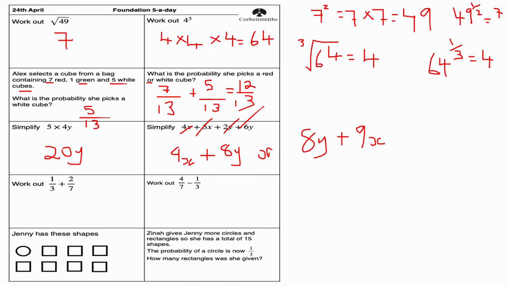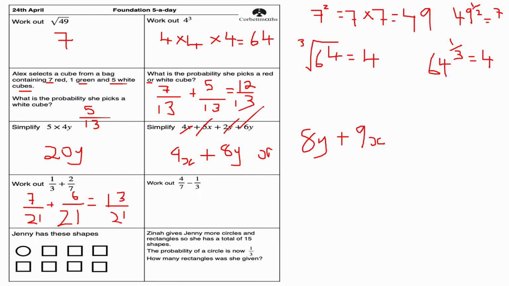Next question, adding fractions by finding a common denominator. So 3 times 7 is 21, so changing our fractions to be out of 21. The way I do this to make it a bit easier is a bit of cross multiplication. I do 7 times 1 is 7, 3 times 2 is 6. Adding the fractions together, I get 13 out of 21.